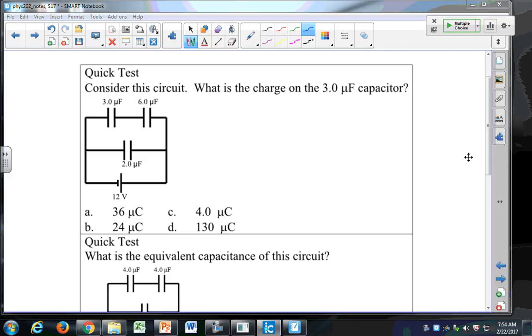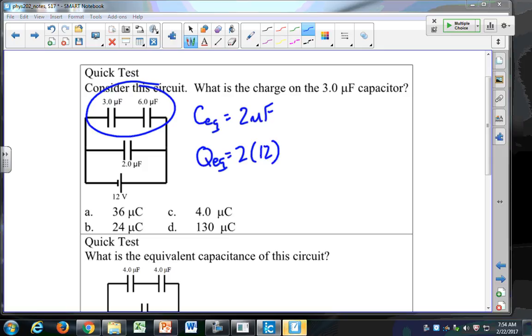Or another way to do this is to figure out what is the equivalent capacitance. The equivalent is equal to 2 microfarads, and then the charge on that equivalent capacitance will equal 2 times 12, because that's the voltage, 12 volts, which is also 24 microcoulombs.